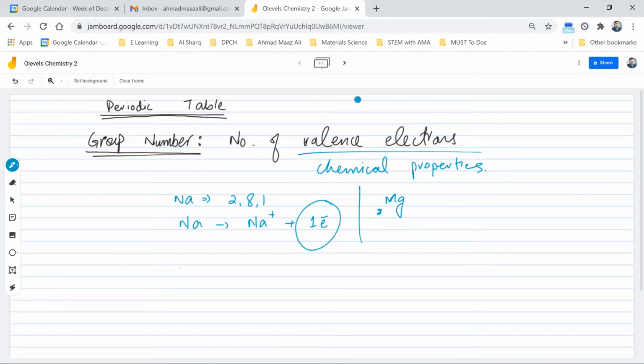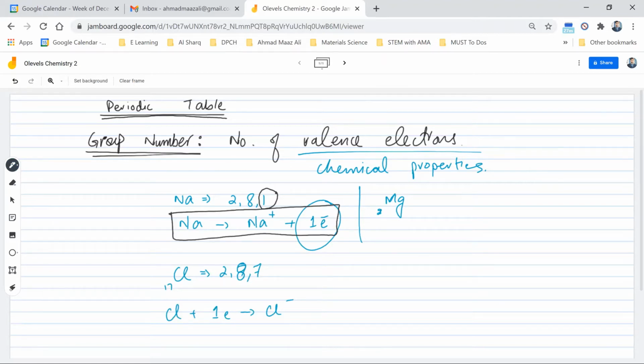For example, chlorine. Chlorine has an electronic configuration of 2, 8, 7. All right, it is 17. So chlorine will gain this one electron from sodium and become chloride, negative, and become stable. Right. So this is one valence electron, and the trend is the same for all group 1 elements. They all do the same. They all give away one electron and become a one positive ion.